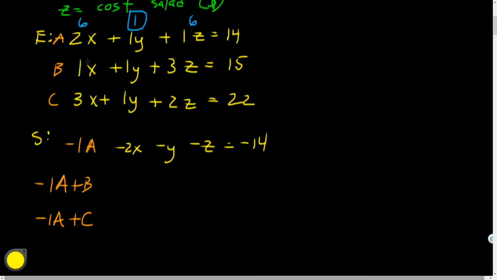So let's do my negative 1A combined with B. 1x and negative 2x is negative x. 1y and negative y cancel out. 3z and negative z are 2z. And 15 and negative 14 is 1. Let's do this one and this one now. 3x and negative 2x is x. 1y and negative y is nothing. 2z and minus z is a single z. And 22 and negative 14 is 8.